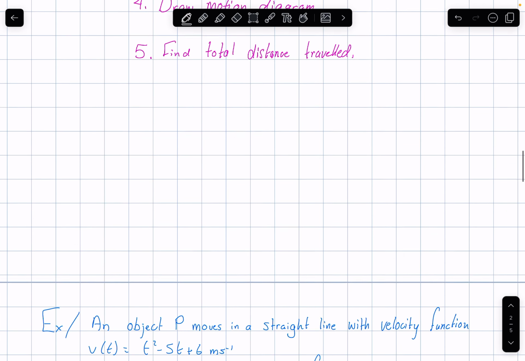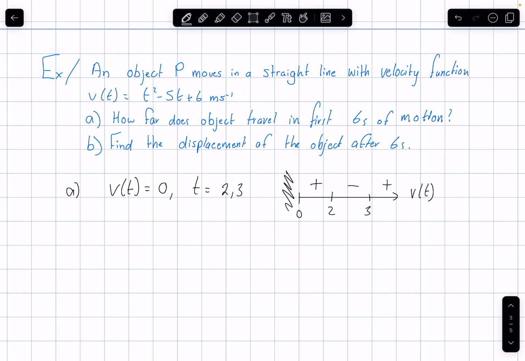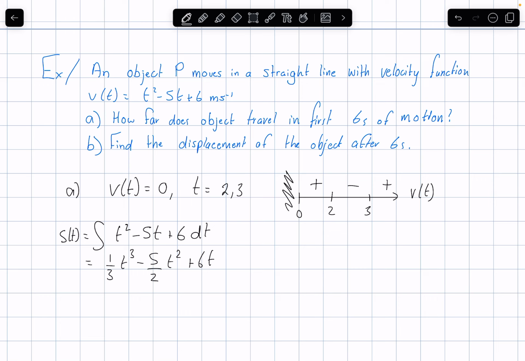Now step 2, find s of t. So s of t equals the indefinite integral of t squared, take 5t plus 6 dt, which is equal to 1/3 t cubed, take 5 on 2 t squared plus 6t plus c. So we've got that constant of integration in there.